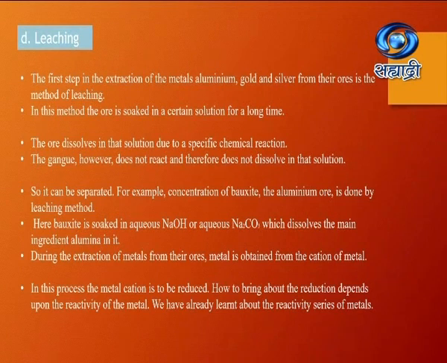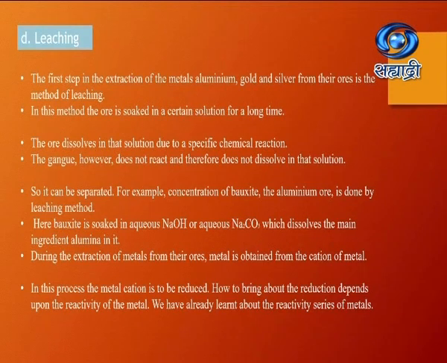The ore dissolves in that solution due to a specific chemical reaction. The gangue, however, does not react and therefore does not dissolve in that solution. So it can be separated. For example, concentration of bauxite, the aluminium ore, is done by the leaching method.